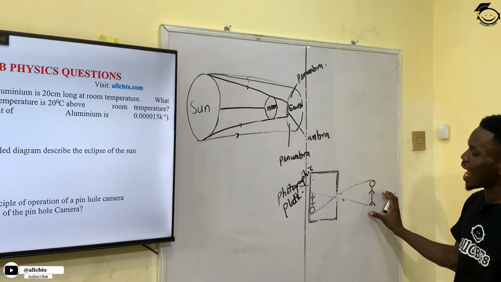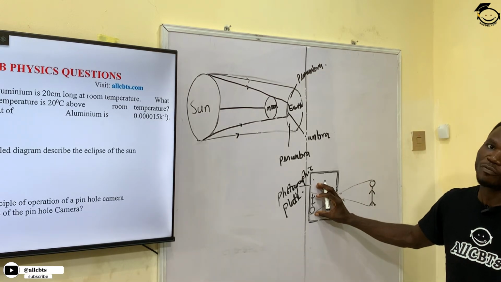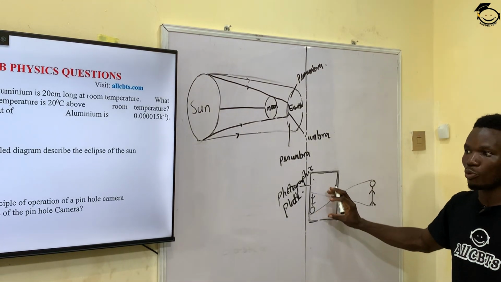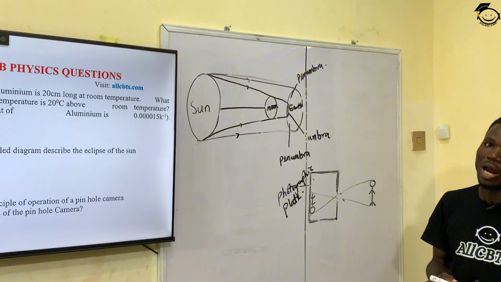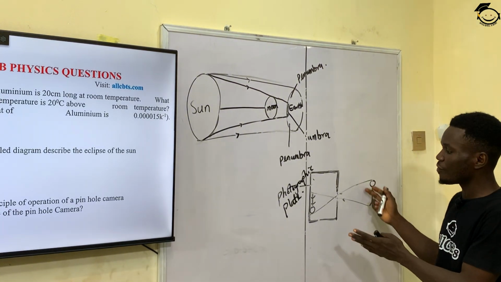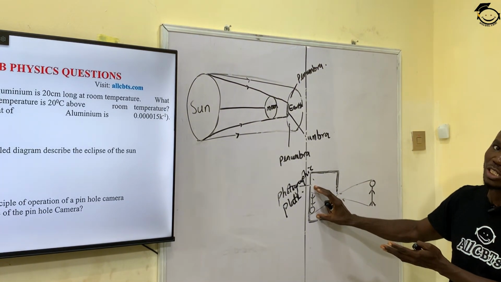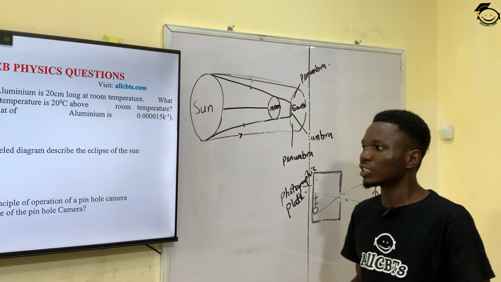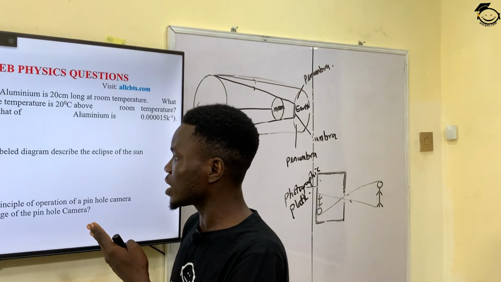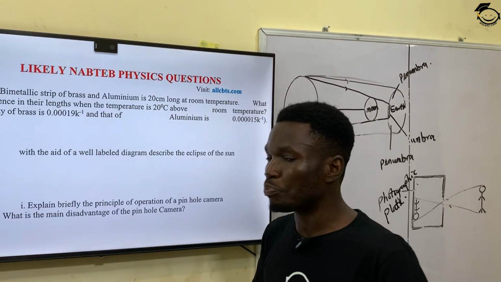So this phenomenon of using this box to view an object and have it captured on the photographic plate is the principle of the pinhole camera. So the pinhole camera inverts the object and places it on the photographic plate. So what are the disadvantages, which is the next question? What is the main disadvantage of the pinhole camera?